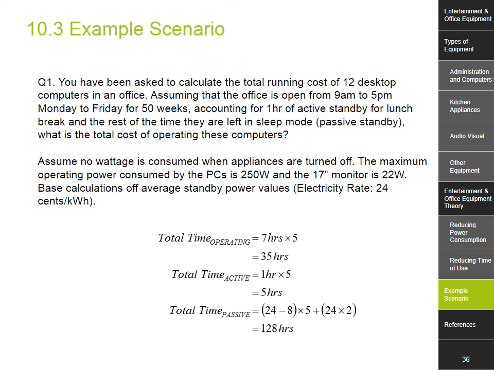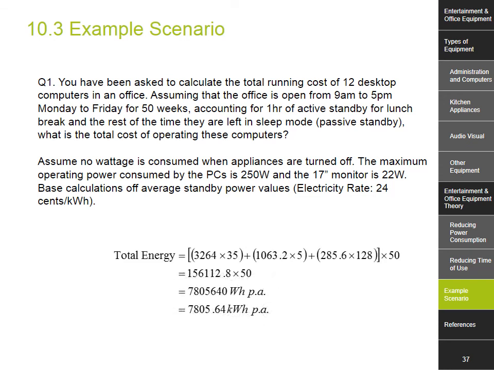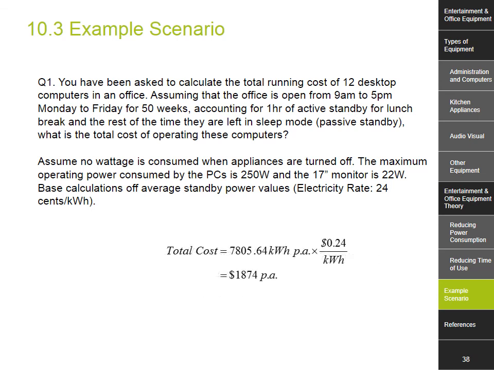Secondly, we calculate the total amount of time of use for each session. We obtain a total operating time of 35 hours a week, a total active standby time of 5 hours a week, and a total passive standby time of 128 hours a week. The total energy will be the addition of power multiplied by its respective time of use, all multiplied by the 50 weeks. The total is 7,805.64 kilowatt hours per annum. The total cost of operating the 12 desktop computers would be $1,874 per annum.